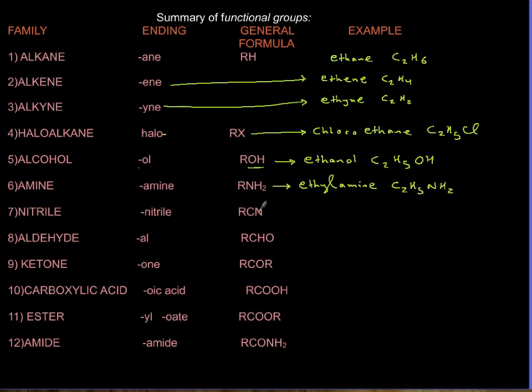Nitriles, you will have CN as your functional group, so if you have ethanenitrile, you have CH3CN. And remember, there is a triple bond between this carbon and nitrogen and a lone pair of electrons for nitrogen. Aldehydes, you could have, for example, ethanal.